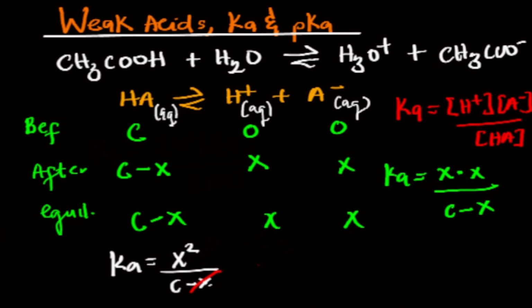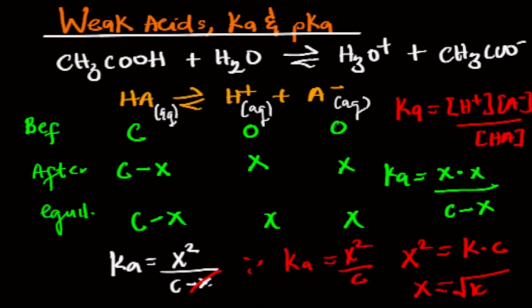So from there, I'm going to have Ka equal to X squared divided by C. That's exactly what I'm going to have. Now, what do you think I'm going to do here? Since Ka equals X squared divided by C, we can have X squared equal to Ka multiplied by C, and X is going to be equal to the root of Ka multiplied by C.